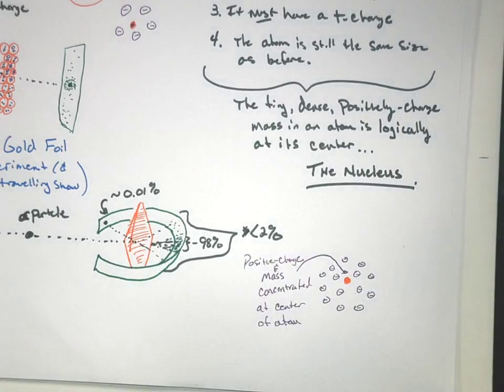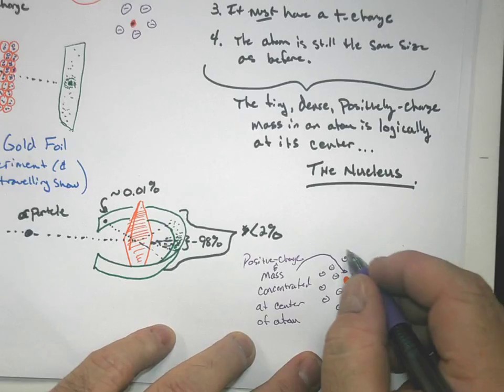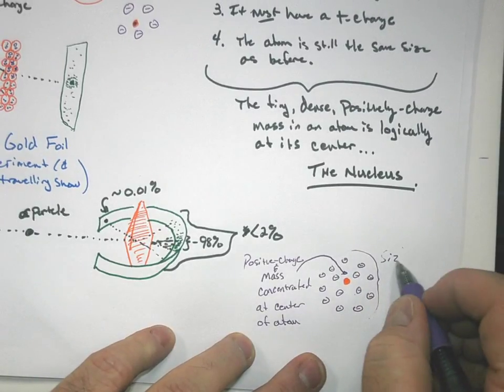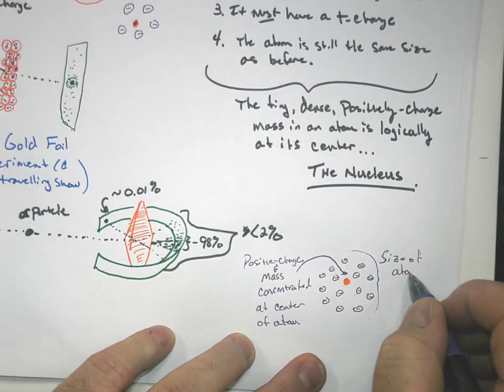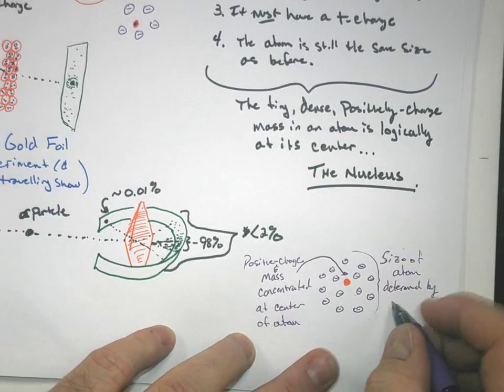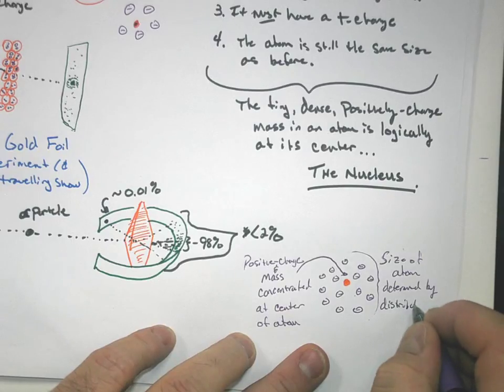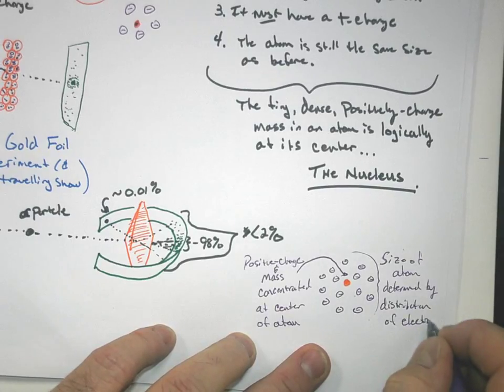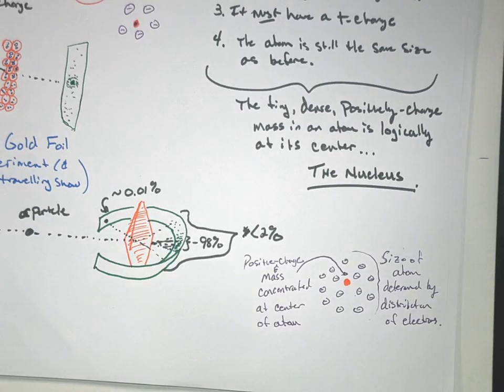The positive charge and the mass are concentrated at the center of the atom, and around it, the size of the atom was determined by the distribution of electrons spread out through the whole thing. All right. That is the Rutherford model of the atom. So we'll stop there, and this is part 2 of the lecture.